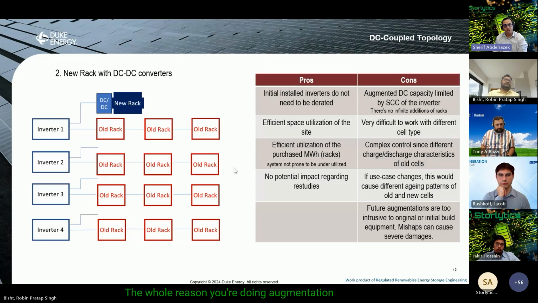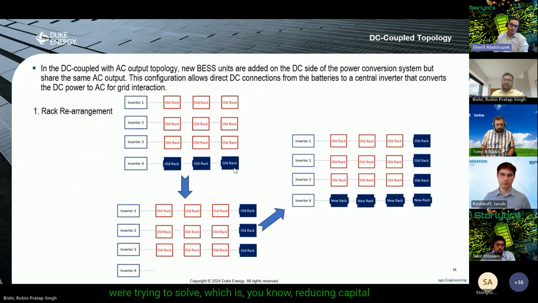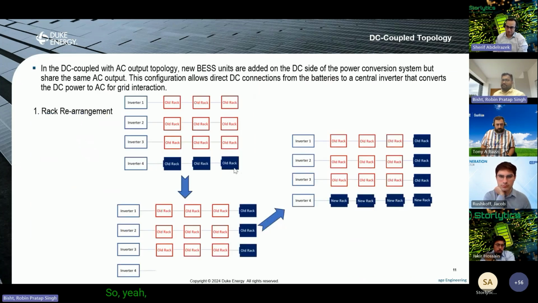The whole reason you're doing augmentation is to defer cost, to reduce the overall cost of ownership of the battery project. So if you're adding a whole layer of power electronics across your system, in my opinion, that defeats the purpose. You're solving your problem, but you're really creating a solution that goes against the initial problem you were trying to solve, which is reducing capital cost, right?